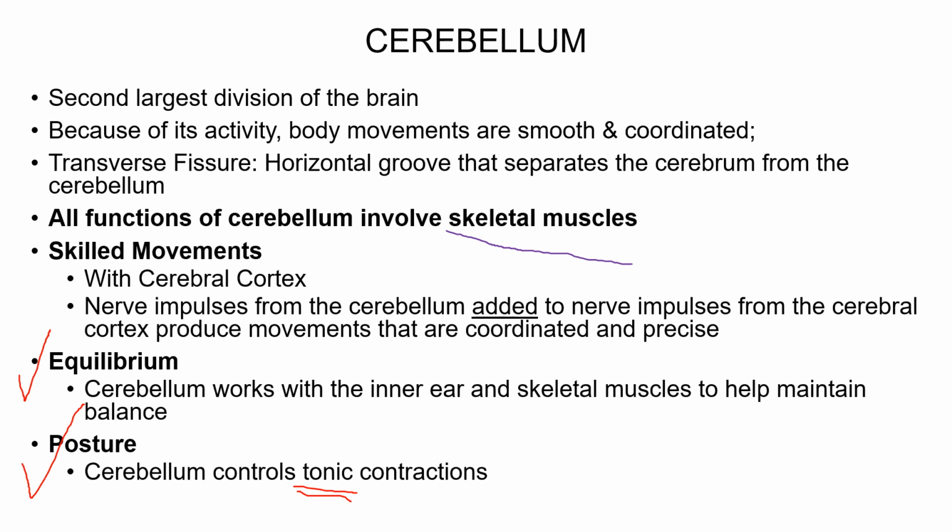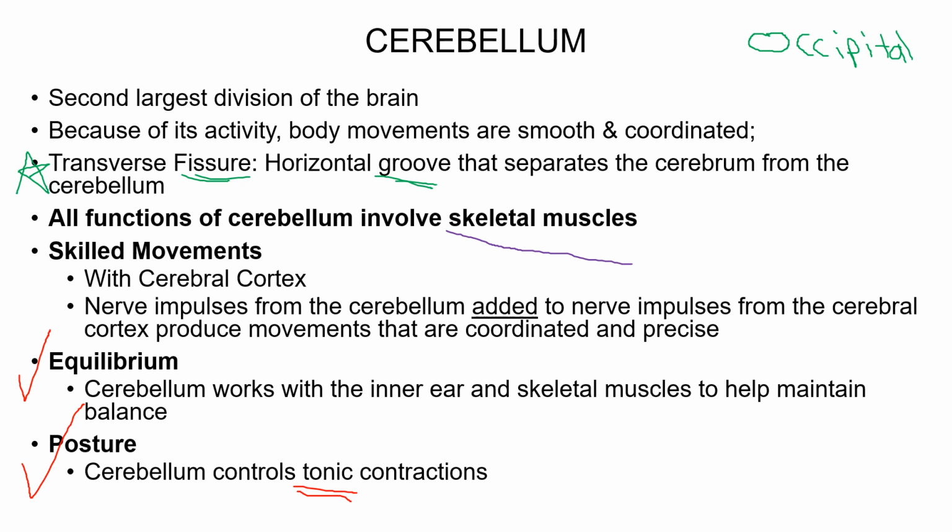So, a couple more things I want to add here. The transverse fissure, I kind of skipped. The transverse fissure is just that area. Remember, a fissure is just a really large sulcus, so it's a large groove. And all that is the groove that separates the cerebrum from the cerebellum. So specifically, it's the thing that separates the occipital lobe from the cerebellum.